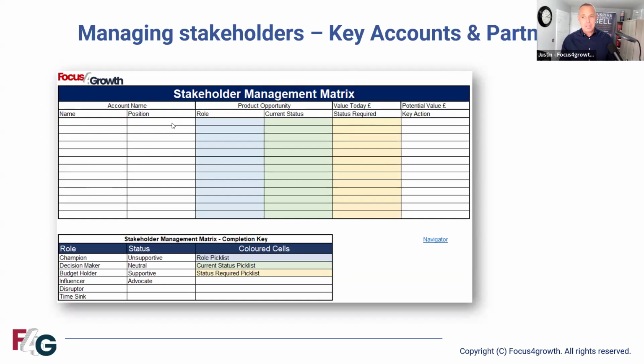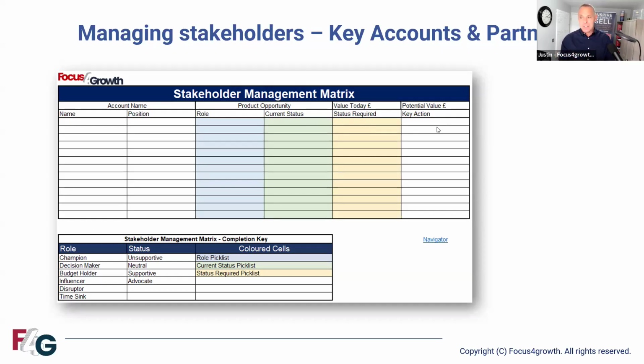Then you've got the name of the person, their position in the organization, and the role in the sales process, again, from the same pipeline management tool. Then we have current status. Now, that current status is, are they unsupportive, neutral, supportive, or an advocate? So where are they today? And then, of course, just as important, what's the status required? Where do I need them to be for this opportunity to progress?